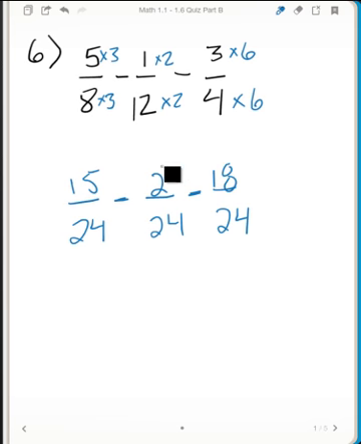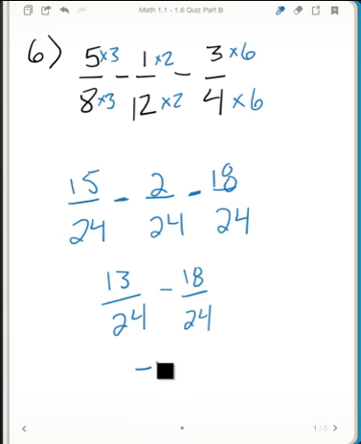So a lot of you guys could just do this all in your head, straight through. I'm just going to go 2 at a time. 15 subtract 2, that's going to give me 13. Keep my denominator. Write the rest. And then I have 13 minus 18. That's going to give me negative 5. Keep my denominator. And I could see that there's nothing that could go into 5 and 24. So this here is the final answer.